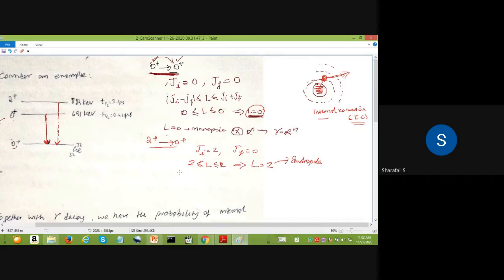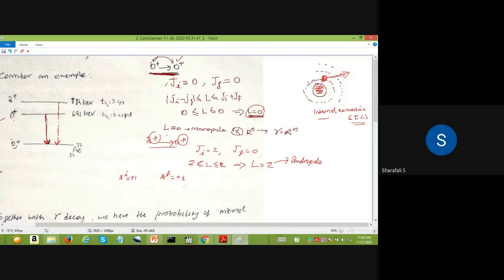But whether the transition is electric or magnetic, we have to find by considering the parity of the initial and final states. We have a plus parity in the initial state and a plus parity in the final state, which means that there is no parity change. So we have pi f and pi I. Pi I is positive parity, that is +1. Pi f also is +1.